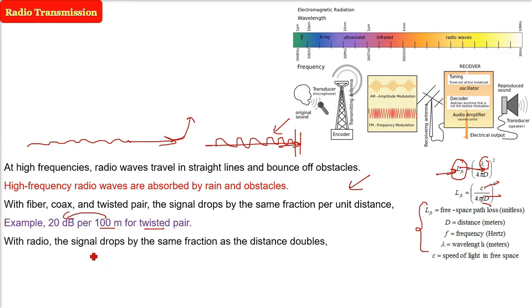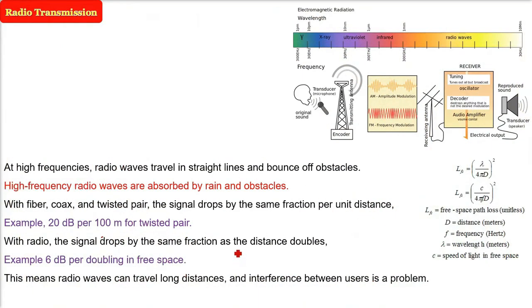With radio, the signal will drop by the same fraction as the distance doubles. I told you about the ratio, or you can say the factor multiplied is a reciprocal of the distance. So it is 6 dB per doubling in free space. Free space is the space we see. So this is the difference between twisted pair and free space. How does the attenuation take place?